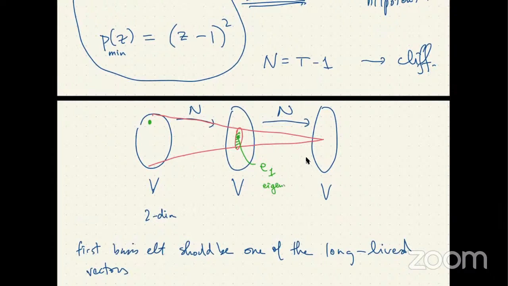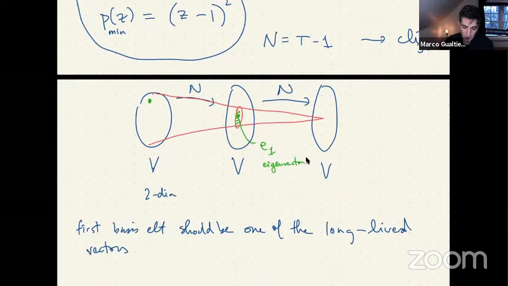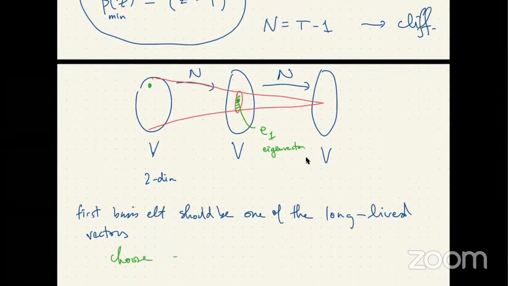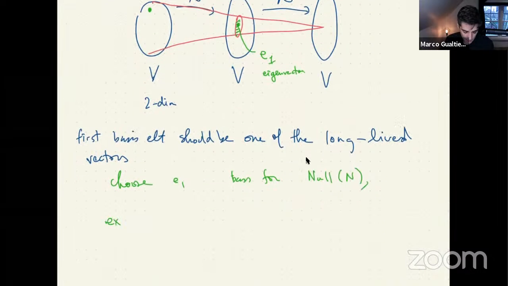So we want to choose E2 in that case? So the point is that in the procedure, we choose E1. This is a basis for the null space of N. And then we extend to a basis.